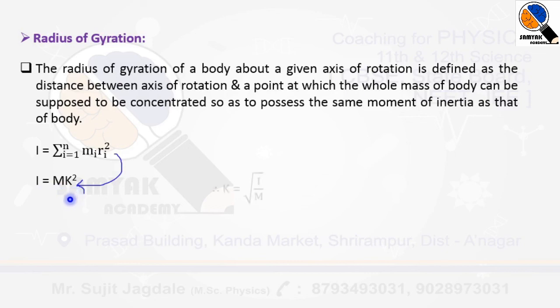From the same formula we will get the formula for radius of gyration. So how to calculate radius of gyration? M is transferred to left side, so it goes to denominator, and k square is there, so we have to take square root. So what is the final formula? K is equals to square root I upon m, and it is simply distance, so its unit is meter.